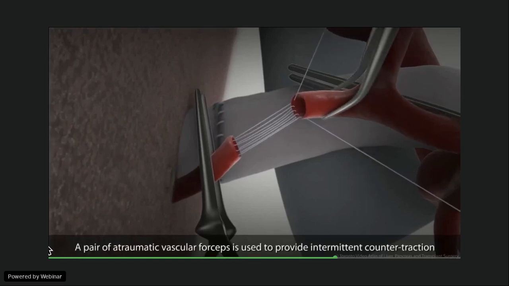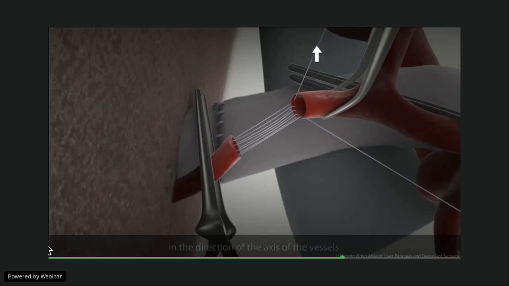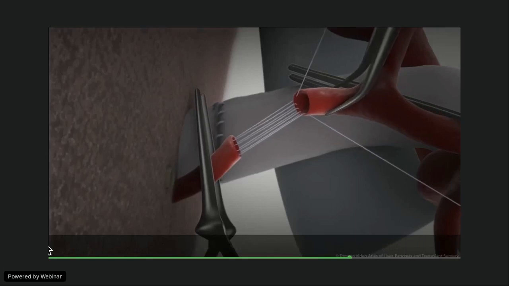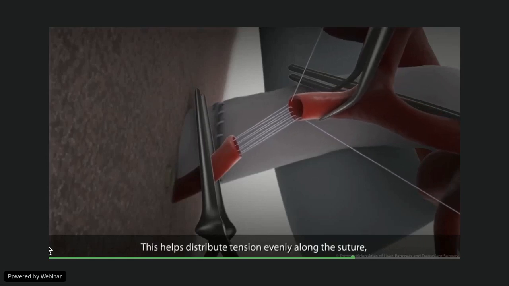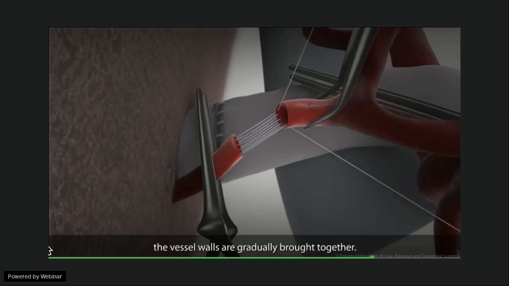A pair of atraumatic vascular forceps is used to provide intermittent countertraction in the direction of the axis of the vessels. This helps distribute tension evenly along the suture and will allow the vessel walls to parachute together. Through this repeated process, the vessel walls are gradually brought together.